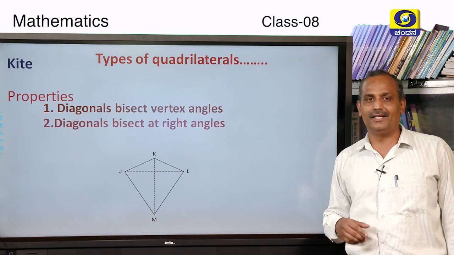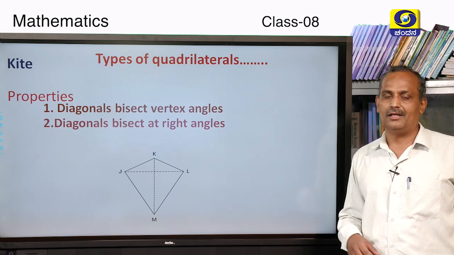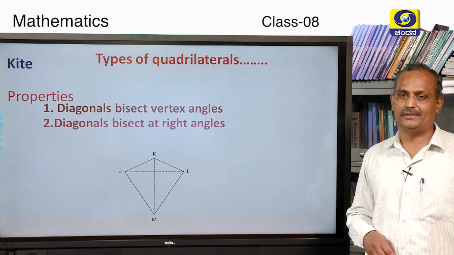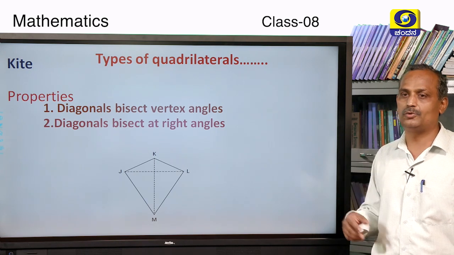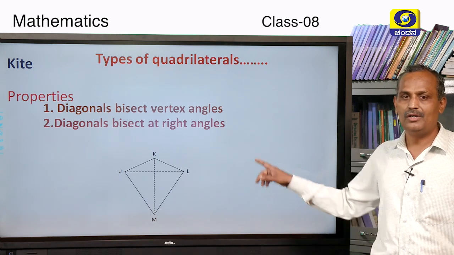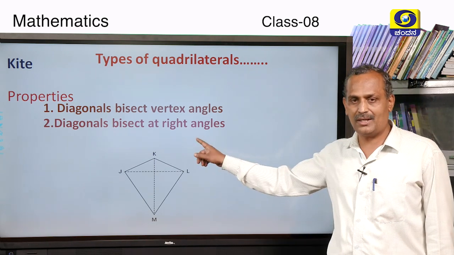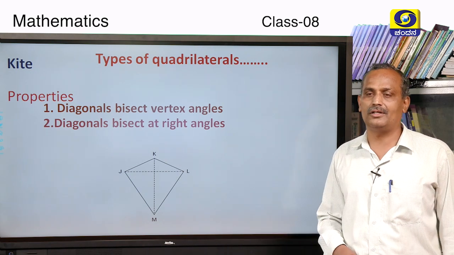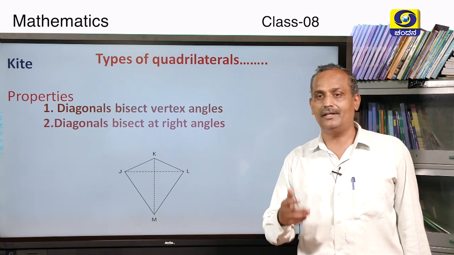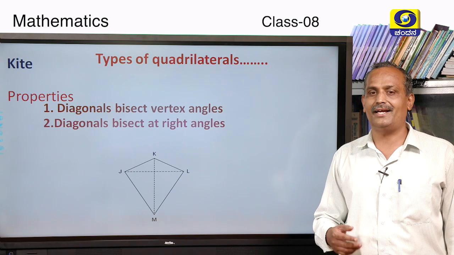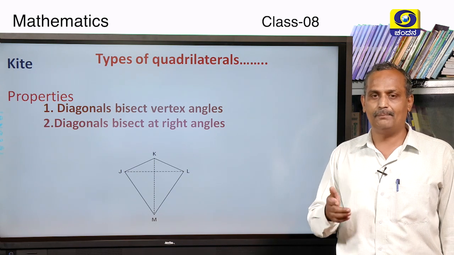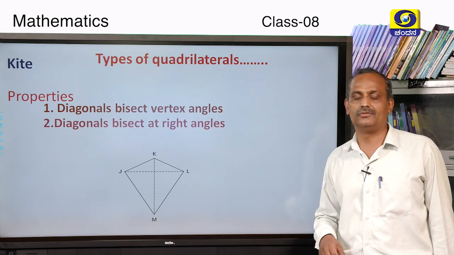So, what is a diagonal? We have studied it previously. A diagonal is a line segment joining non-consecutive vertices. Here J and L are non-consecutive vertices. Similarly, K and M are non-consecutive. I have joined those by using a line segment, so it is a diagonal. Those two, KM and JL, are diagonals.